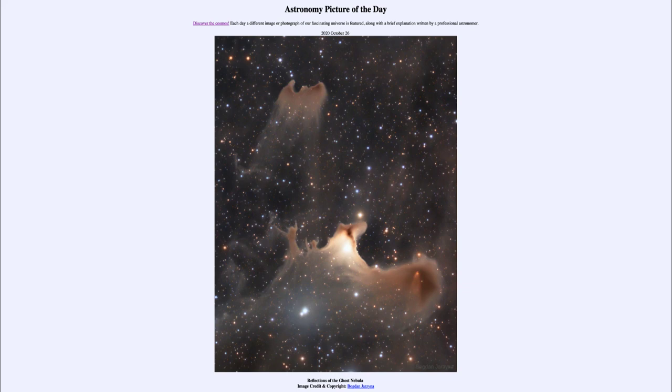So that was our picture of the day for October the 26th of 2020. It was titled Reflections of the Ghost Nebula.